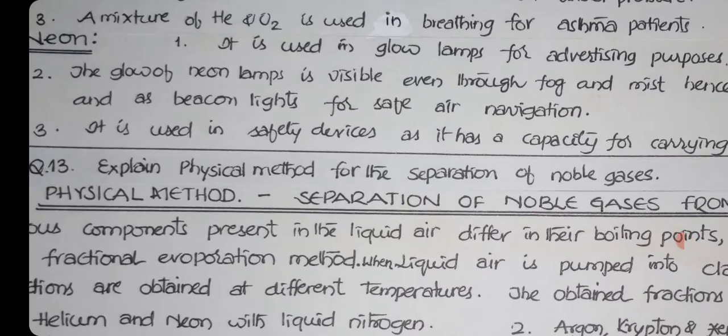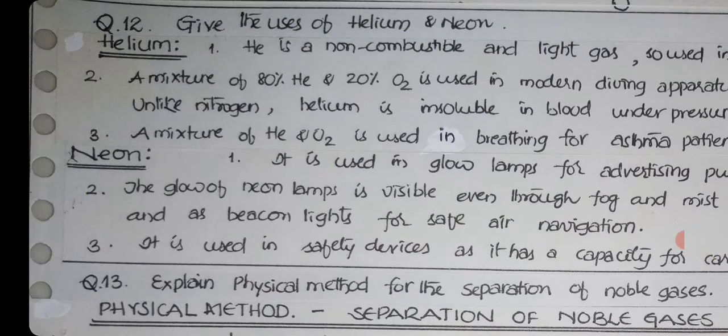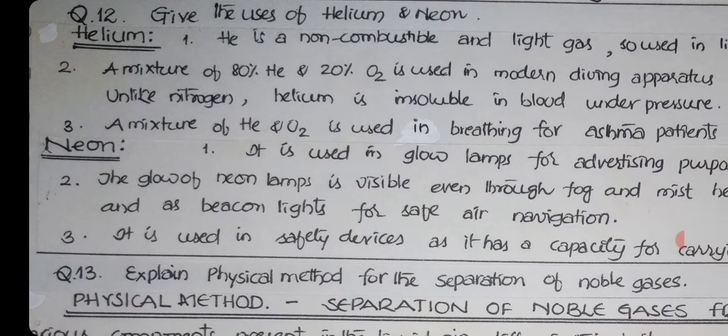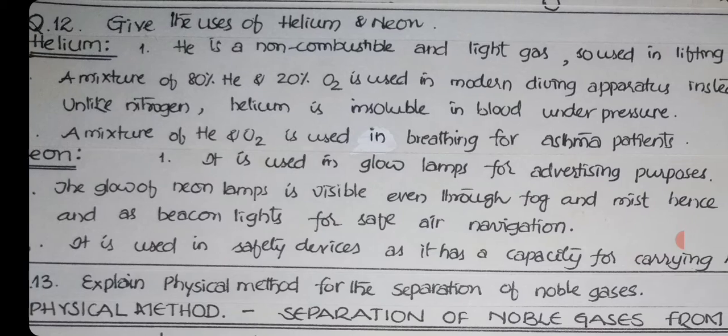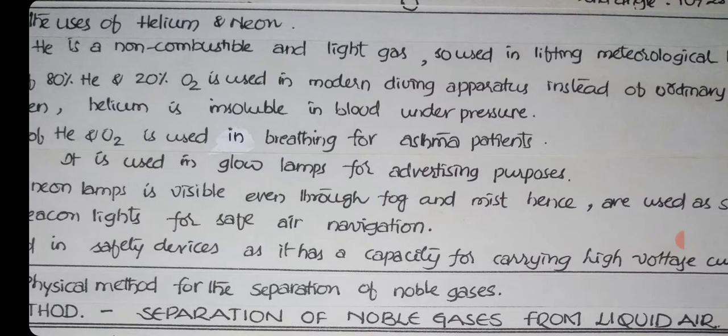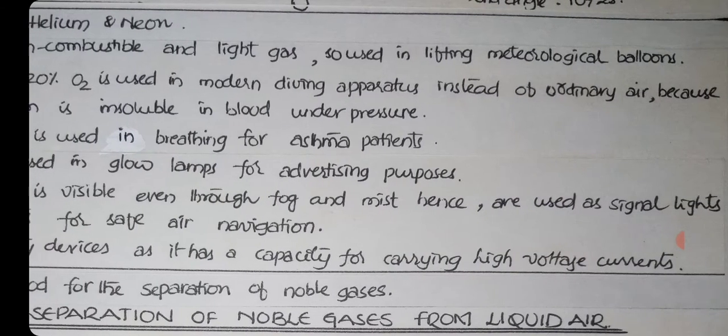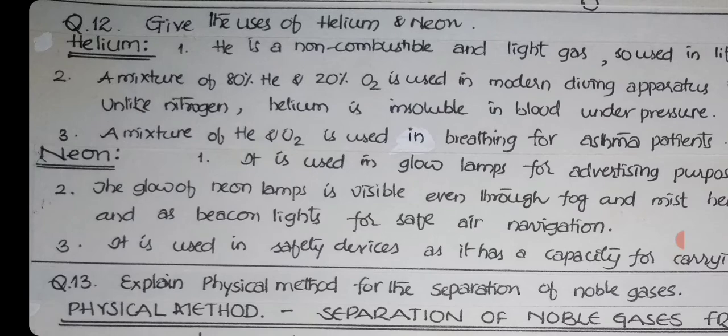We have few other questions. Give the uses of helium and neon. Just now along with the argon and krypton I mentioned, you can check here also. Helium is a non-combustible and light gas, so used in lifting meteorological balloons. Meteorological means which are used for observing atmosphere, weather.